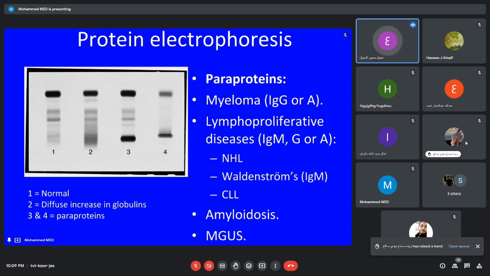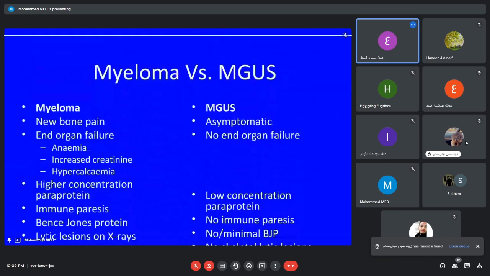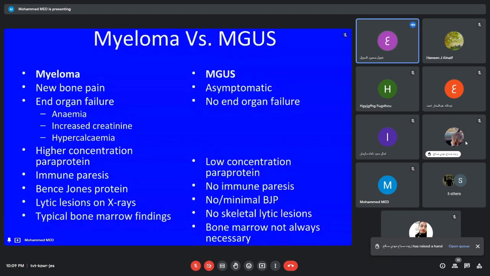Go to next slide, please. Okay, this is myeloma versus MGUS. I have discussed all of these, but I'll give you a few seconds to look into them. I did talk about hypercalcemia, Bence-Jones protein. Remember this Bence-Jones protein, another important criteria for multiple myeloma.